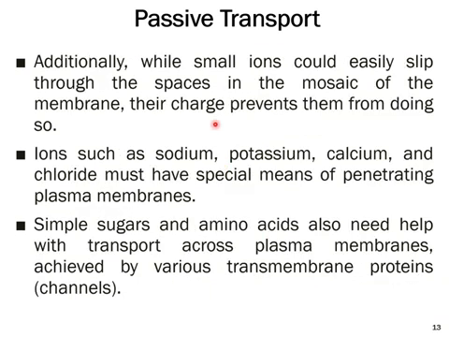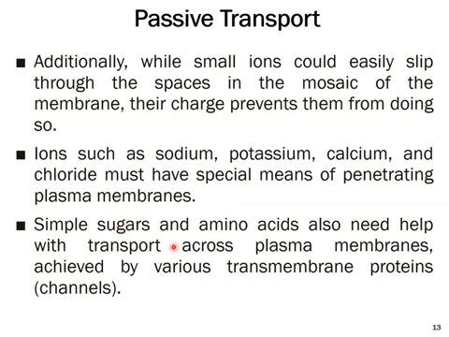Additionally, small ions are small enough that they could easily slip through the spaces in the mosaic of the membrane, but the problem is that they have charges on them. Those charges prevent them from passing through the plasma membrane. Ions such as sodium, potassium, calcium, and chloride must have special means of penetrating the plasma membrane. They should have some channels or gates through which they can pass. They cannot simply diffuse through the plasma membrane.